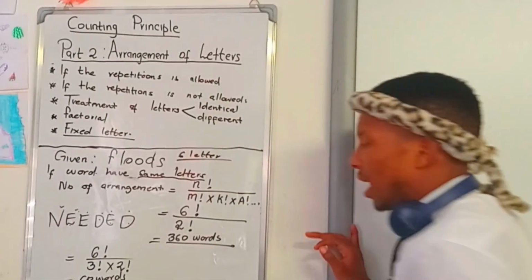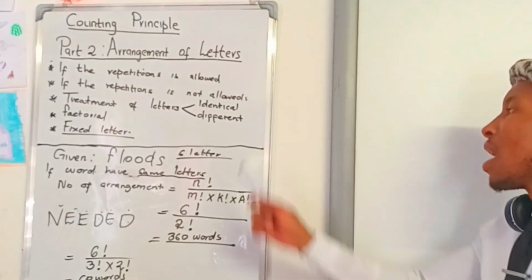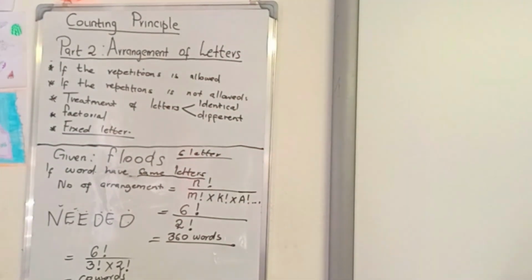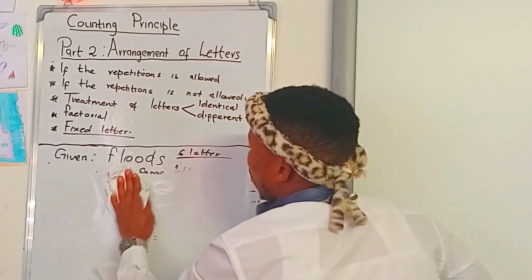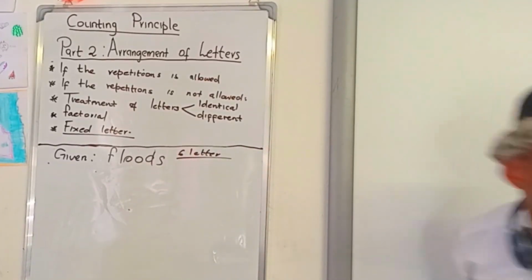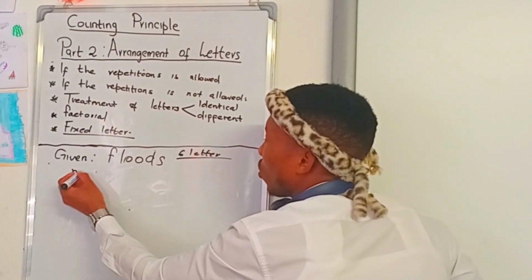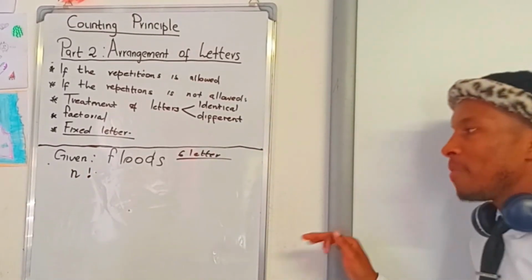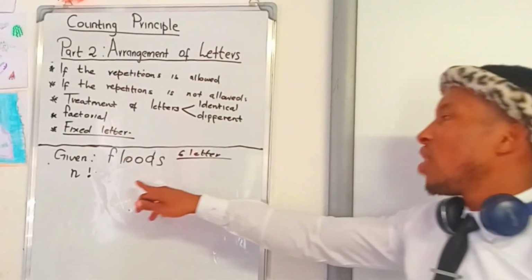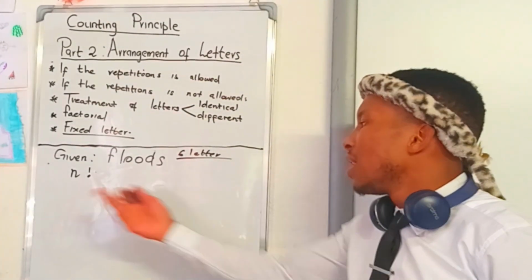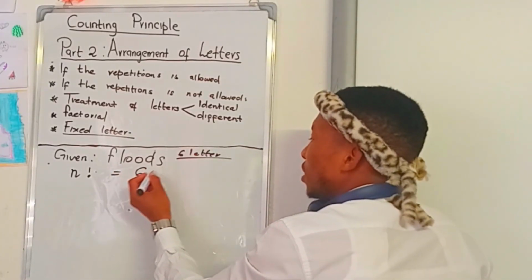Therefore, we are just going to say this is a treatment of letters as identical. If the letters are treated as different, then we're just going to talk about factorial. We calculate the number of letters, then take its factorial. If these letters are treated as different, it's just going to be equal to 6 factorial.